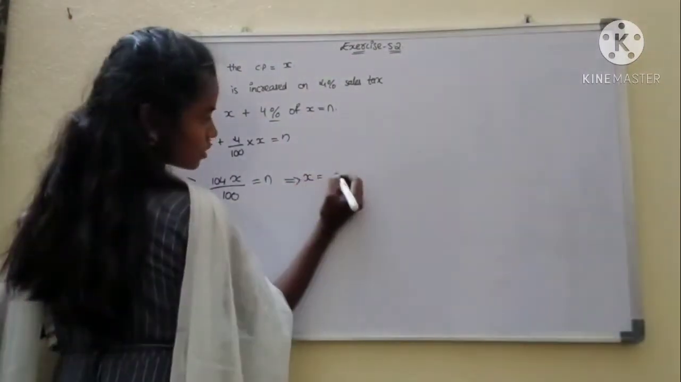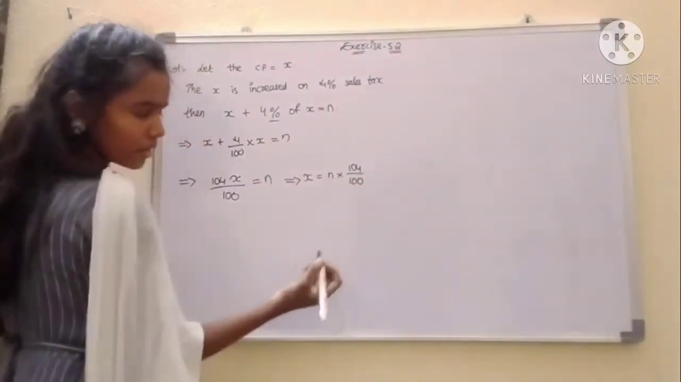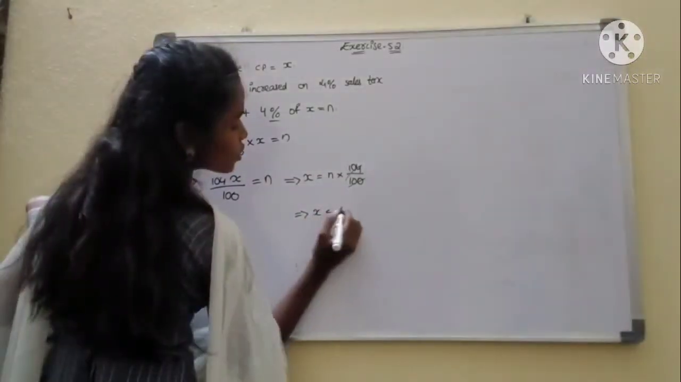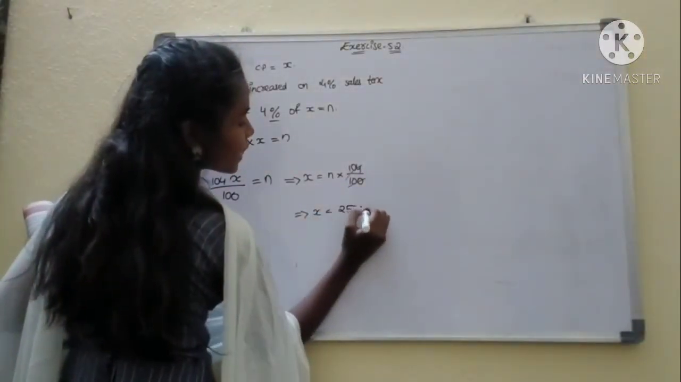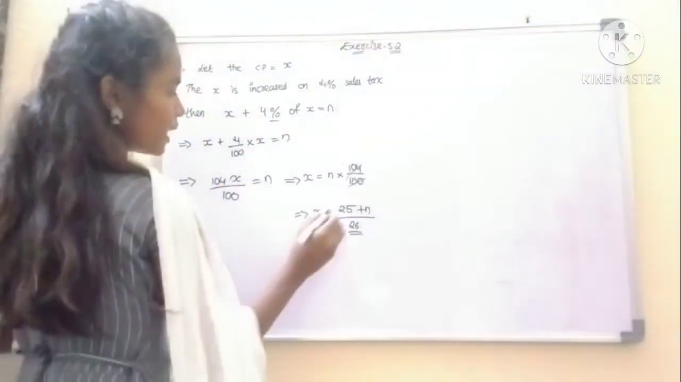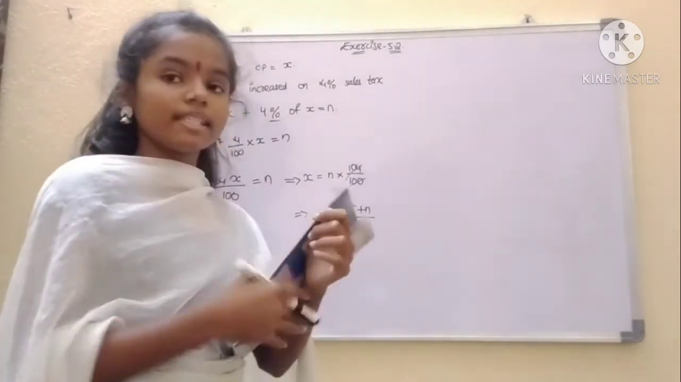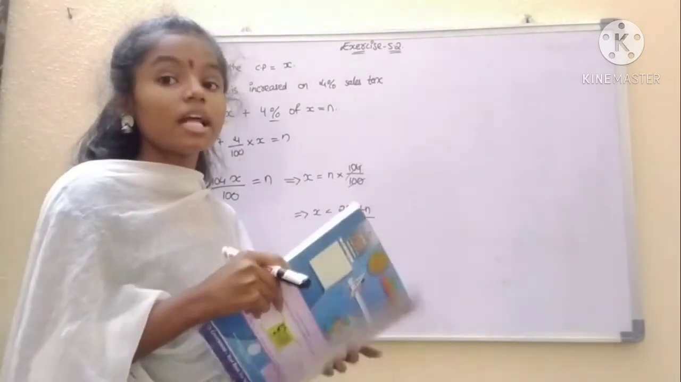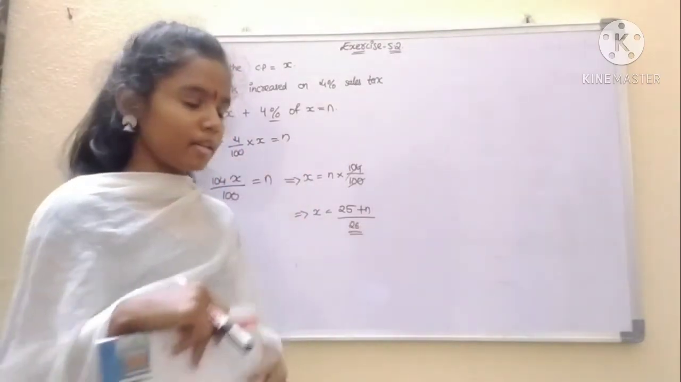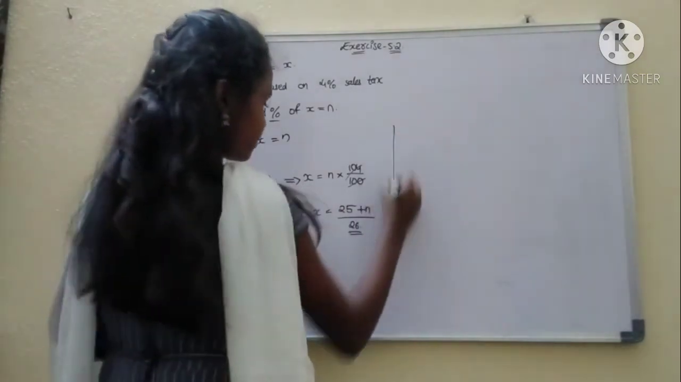So x is equal to n into 104 by 100. If we cancel this, we get x is equal to 25 n by 26. Here n should be a multiple of 26, then only the article can be represented in whole numbers. So 26 is possible in table 13.